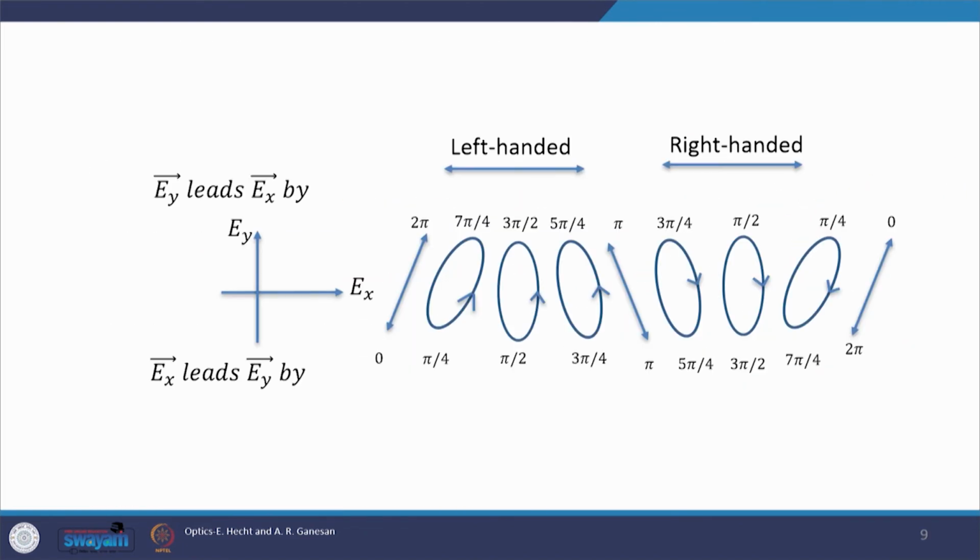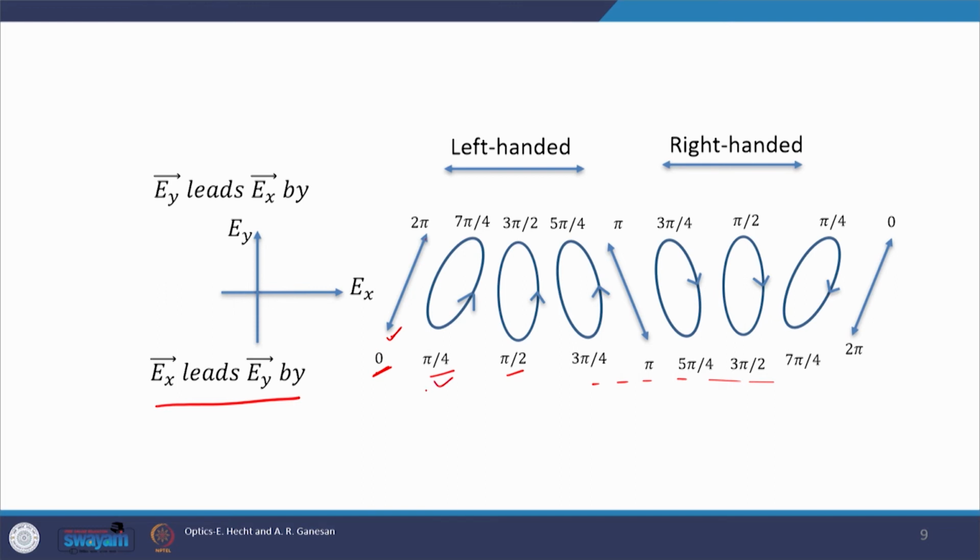Now, in this figure, first we analyze the case where Ex leads Ey by 0 radian, then pi by 4 radian, then pi by 2 radian and so on. When Ex leads Ey by 0, or alternatively, if there is no phase difference between Ex and Ey, then we will get linearly polarized light, which is given by this straight line, which is very obvious; we have already talked about it.